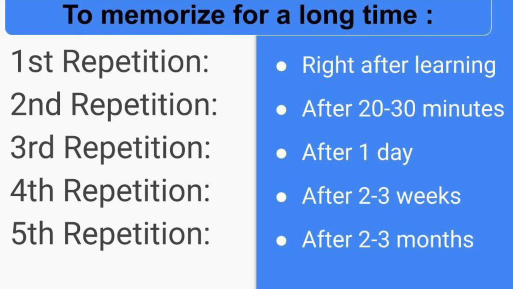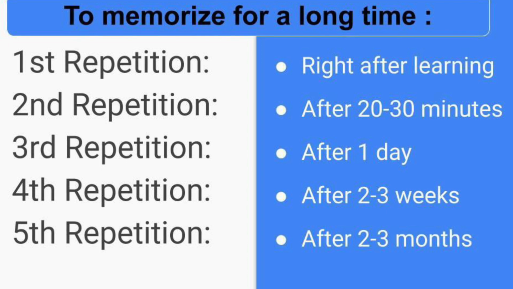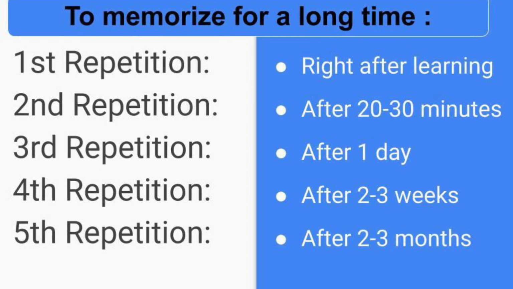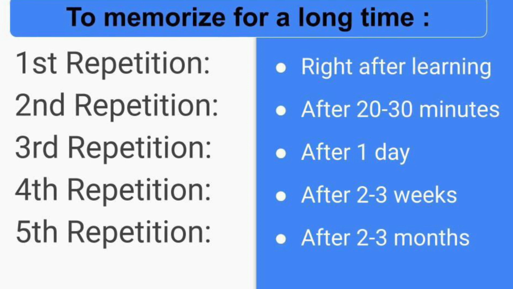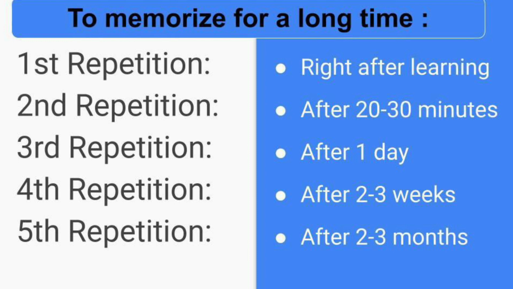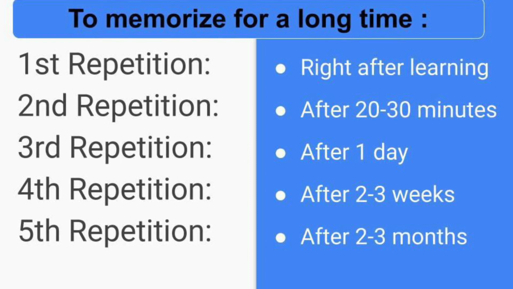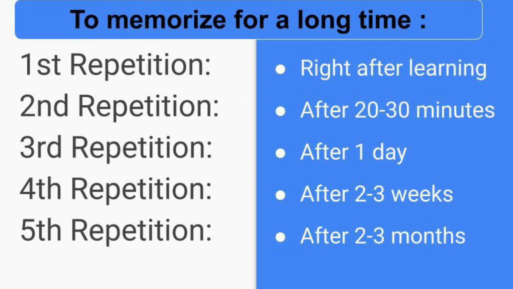Now let's right away go to the intervals at which you need to space your revisions. To memorize for a long time, your first repetition should be right after learning any new topic, and the second repetition should be after 20 to 30 minutes, and the third repetition should be after a gap of 1 day. The fourth repetition should be after 2 to 3 weeks, and the fifth repetition should be between 2 to 3 months.